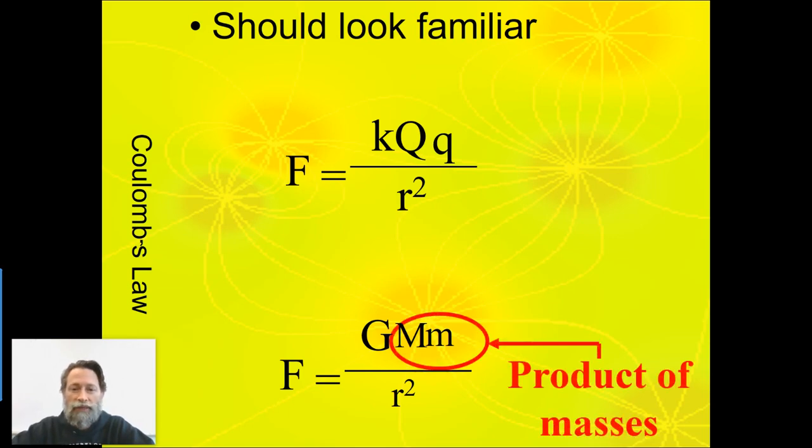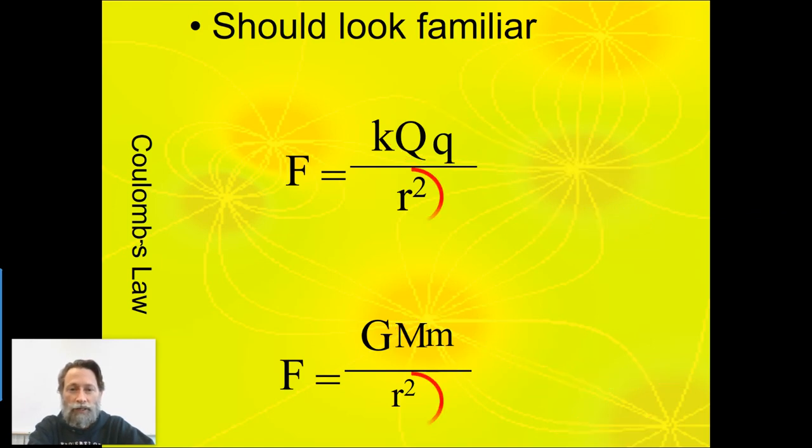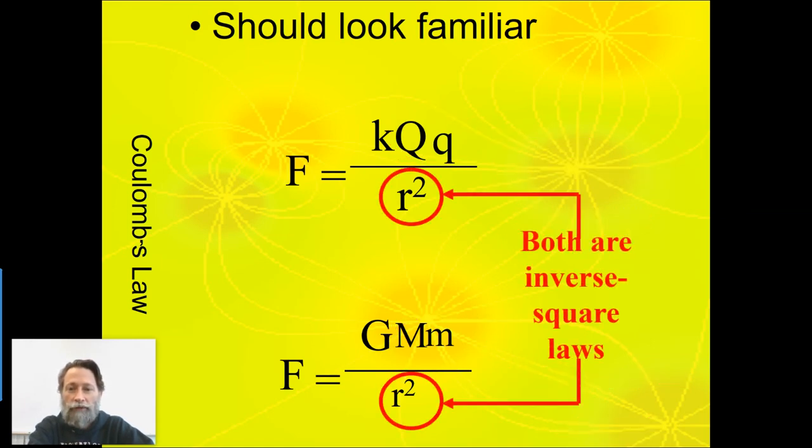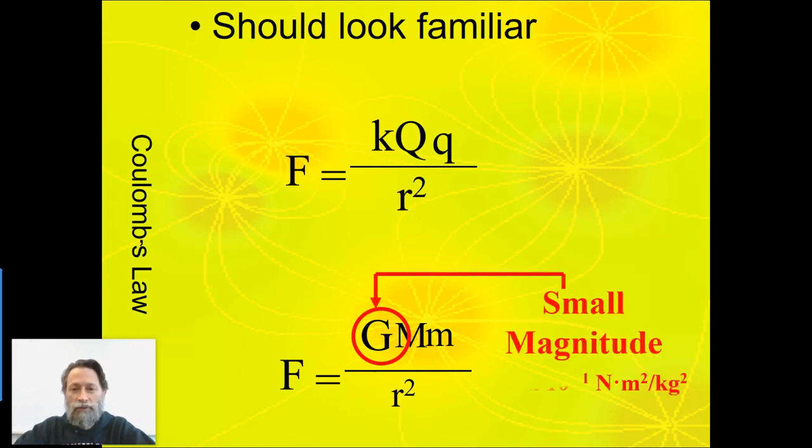When we talk about the fundamental values, Newton's law is dealing with the product of two masses. When we talk about Coulomb's law, it's dealing with the product of two charges. We can look at them and say they are both inverse square laws, that force drops off exponentially the farther away the two objects get from each other. And then the last thing to do is to compare these two constants. So remember that the gravity constant, that G value, is super, super, super small. It's 6.67 times 10 to the negative 11.